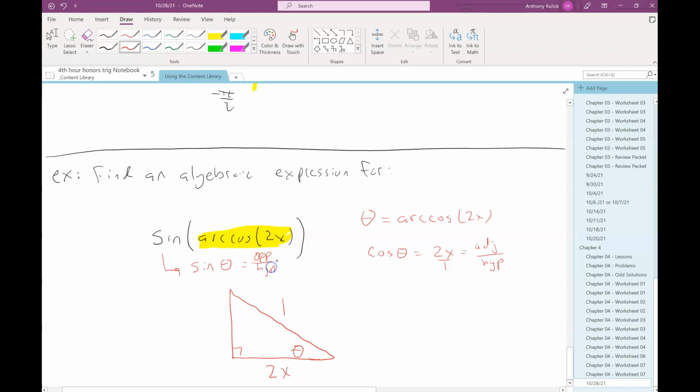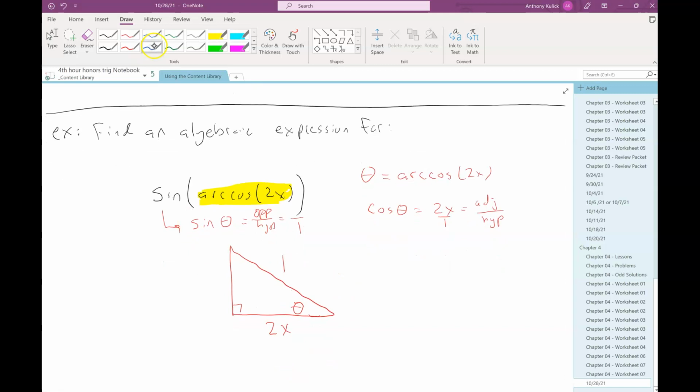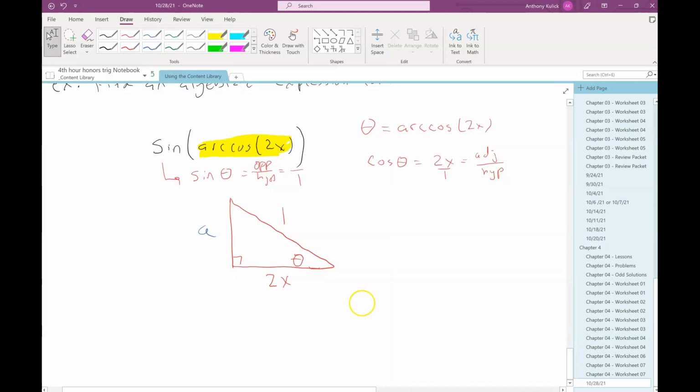Which is opposite over hypotenuse, which is going to be something over 1. Everybody's okay with that? How am I going to find that something, that opposite side? The Pythagorean theorem. So just for the sake of argument, I'm going to name that opposite side A. So I can say a squared plus 2x squared equals 1 squared. Everybody happy there? Notice the hypotenuse is the C in the Pythagorean theorem.